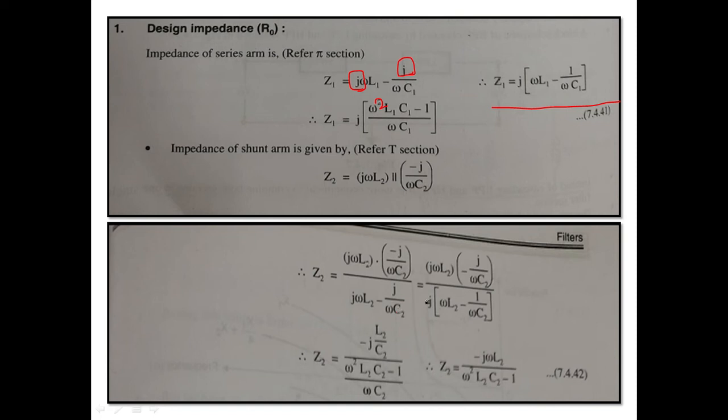Once j is taken as common, here is a j square, and this j and the j here get cancelled out. So the equation formed is Z2 is equal to minus j L2 upon C2, because this omega and this omega get cancelled out. Understand? And taking the cross multiplication, we get omega square L2 C2 minus 1 upon omega C2. That's why Z2 is equal to j omega L2 upon omega square L2 C2 minus 1.